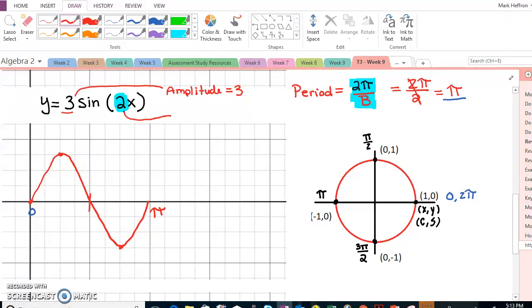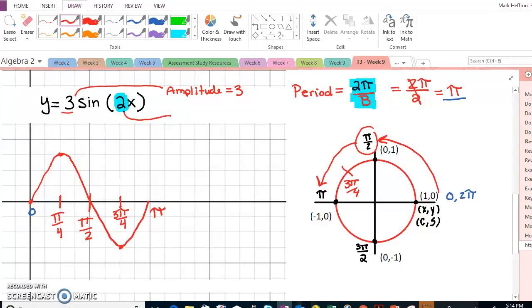Halfway between 0 and pi on our unit circle, halfway. If I was going to go here, then to there, halfway would be pi over 2. Half of that is pi over 4, and this next piece would be right here, 3 pi over 4 on your unit circle.